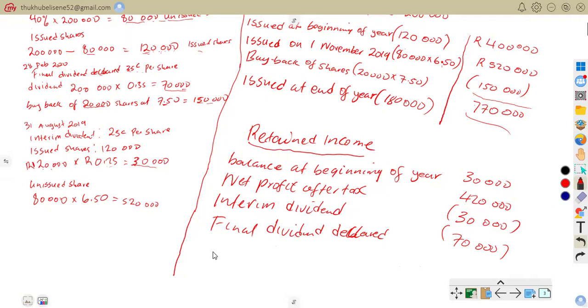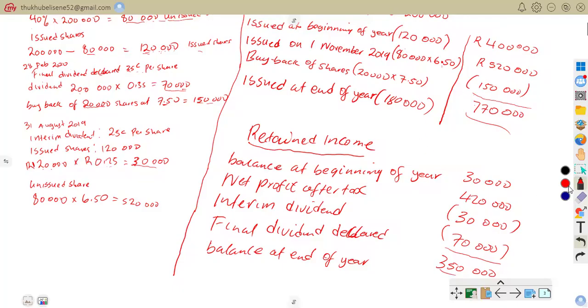So now the balance at the end of the year. The balance at the end of the year is how much? 350,000. That's when you say 30,000 plus 420,000 minus 30,000 and 70,000. Then we get 350,000. So that is 2.2. Hope we are still together, grade 12.